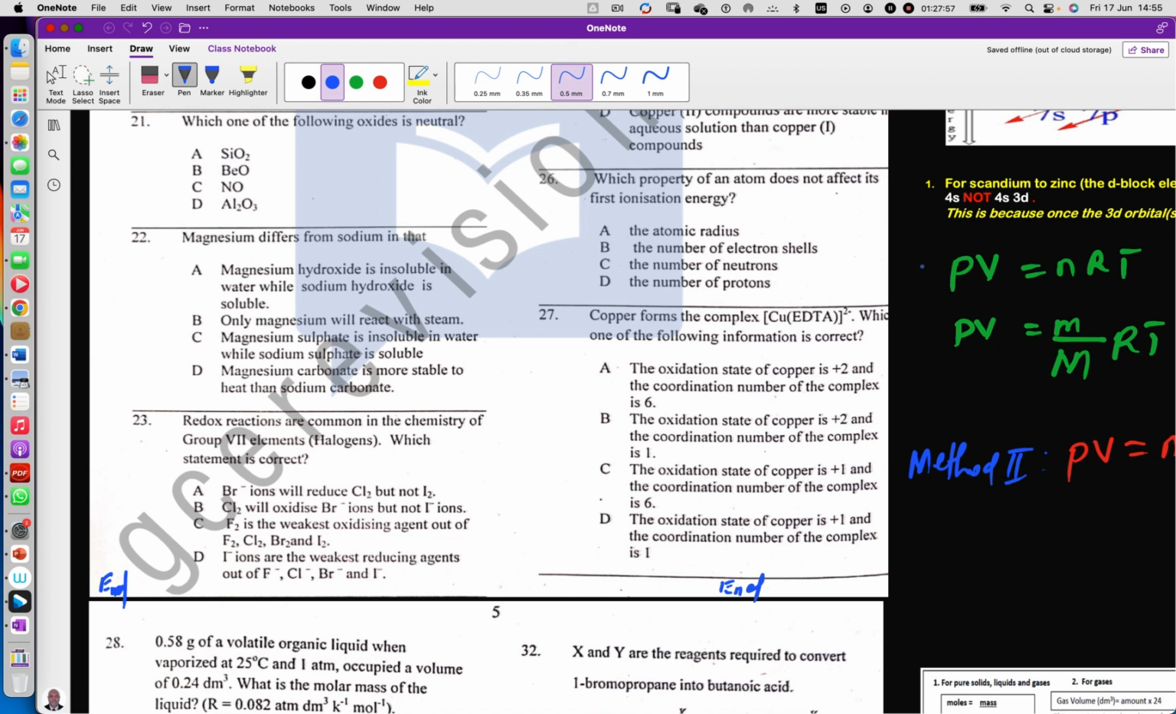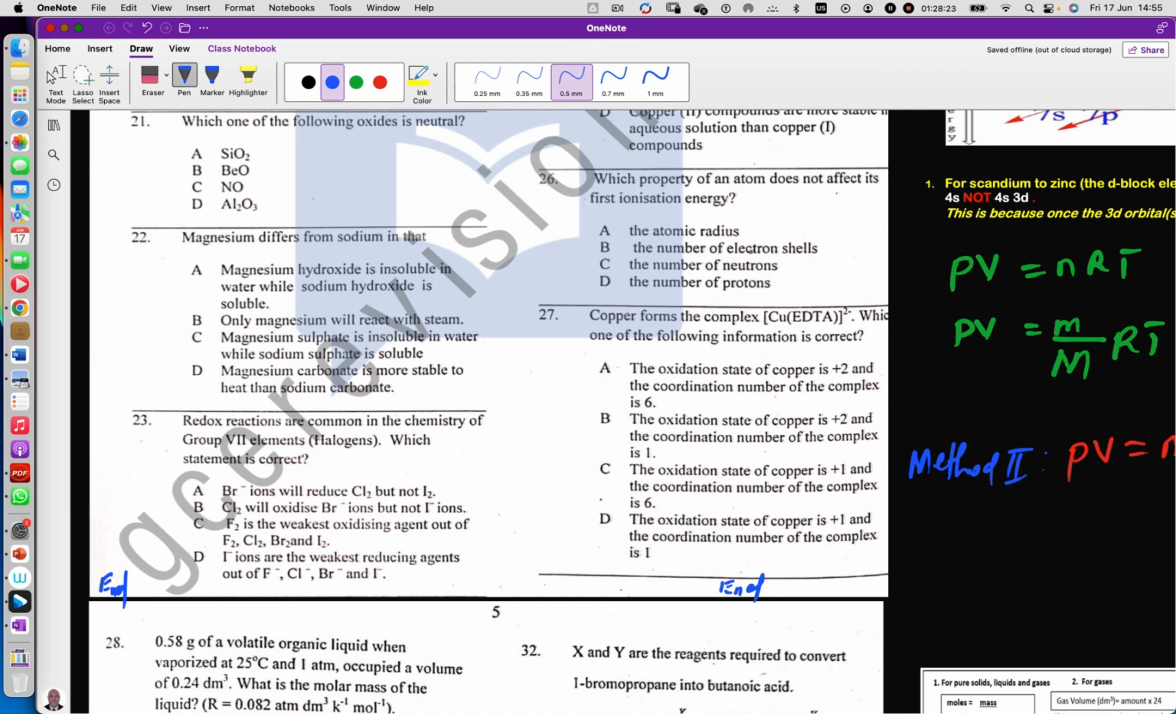So let's see if these ones are going to contribute to our answers. Question number 26: which property of an atom does not affect its first ionization energy? Of course, the atomic radius. Atomic radius affects the first ionization energy.